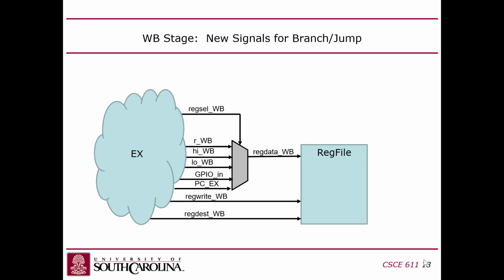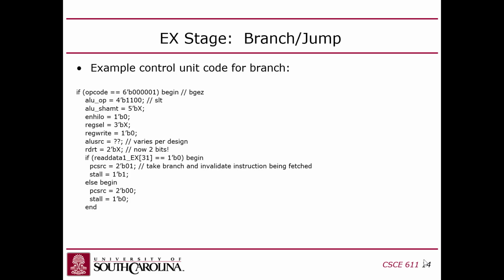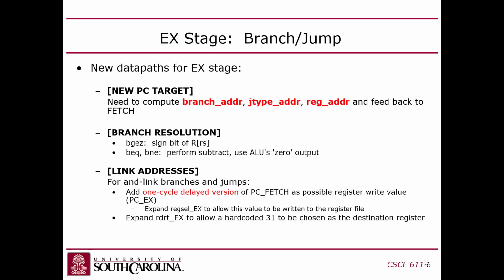Right? You've got R, which is for a lot of the number crunching stuff, high and low for move from high, move from low, the GPIO in if you want to read the GPIO, and now we've also got the program counter, the delayed program counter fetch, which I call the program counter EX, which is an option for doing the write back. You guys with me? Okay, now let's go back and talk about branch resolution.